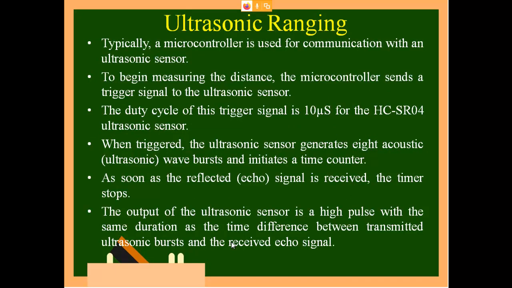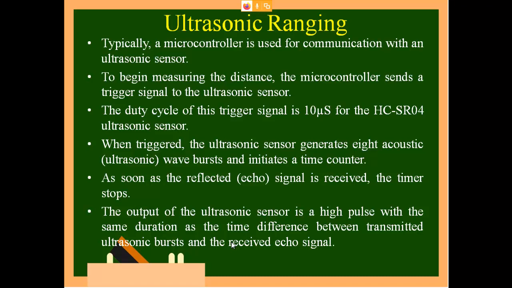Typically a microcontroller is used for communication with the ultrasound sensor. To begin measuring the distance, the controller sends a trigger signal to the ultrasonic sensor. Once this trigger signal is obtained, the ultrasound sensor will generate a very high frequency and try to transmit. The duration of the triggering pulse will be on the order of 10 microseconds for this particular module. 10 microseconds means very high frequency. 1 by T is F.